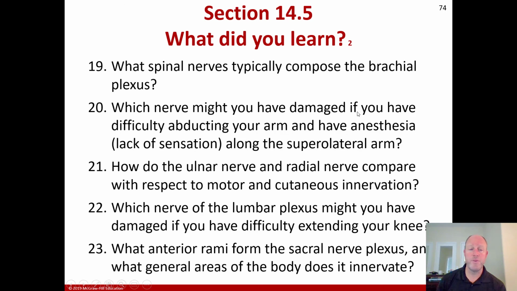Which nerve might you have damaged if you have difficulty abducting your arm and have anesthesia or lack of sensation along the superolateral arm? And how do the ulnar nerve and radial nerve compare with respect to motor and cutaneous innervation? Which nerve of the lumbar plexus might you have damaged if you have difficulty extending your knee? What anterior rami form the sacral nerve plexus? And what general areas of the body does it innervate?